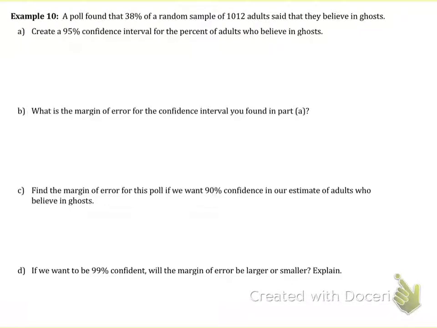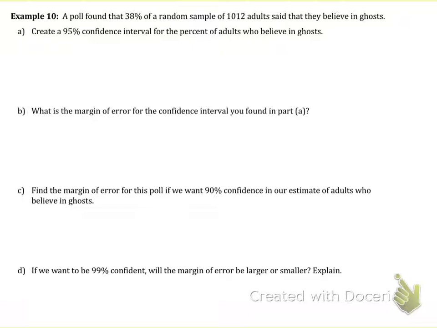Hi everyone. This is example 10 from chapter 13 in your student packet. It says a poll found that 38% of a random sample of 1,012 adults said they believe in ghosts. Create a 95% confidence interval for the percent of adults who believe in ghosts. So again, I'm going to emphasize, be sure to use your calculator.